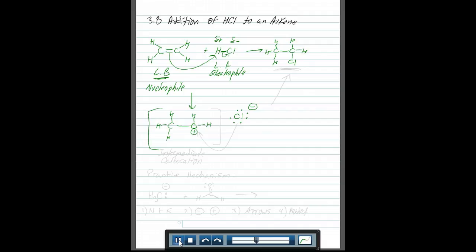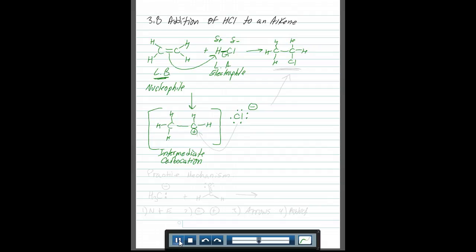This is called an intermediate. All right, in particular, this is called a carbocation. We'll talk a lot more about these in a later chapter. So this is the intermediate. Okay, so that's what happens. Those electrons go and grab the hydrogen, you form a carbocation, and the hydrogen gets added onto your molecule.